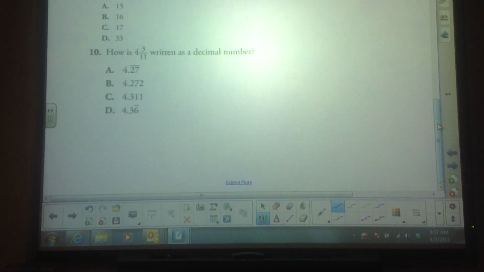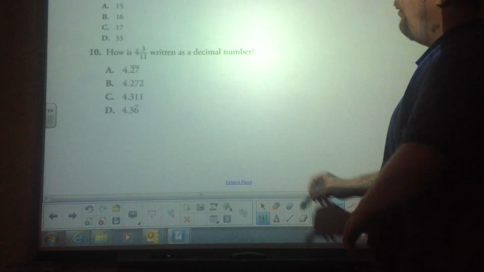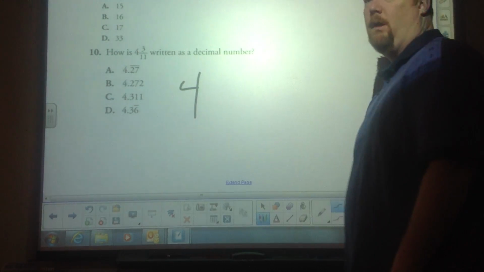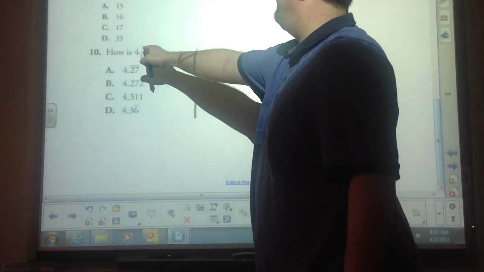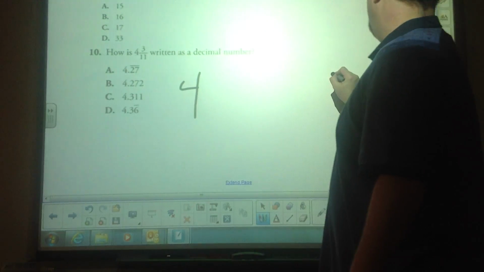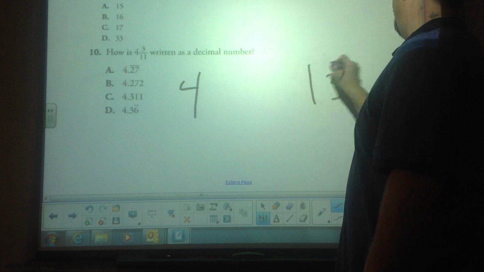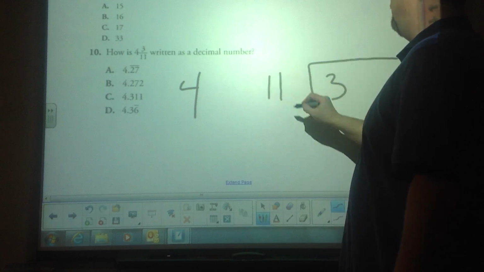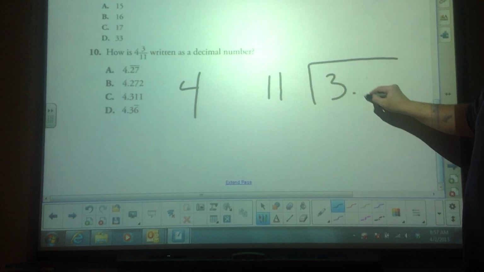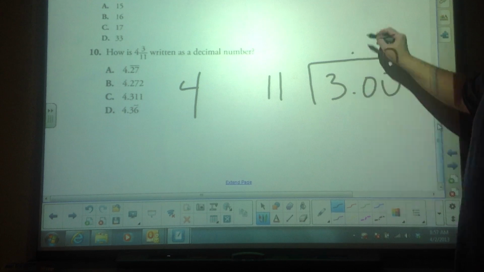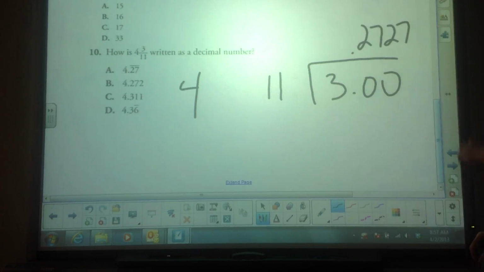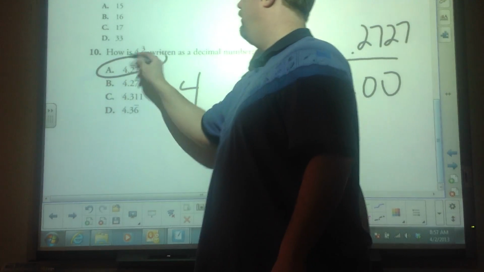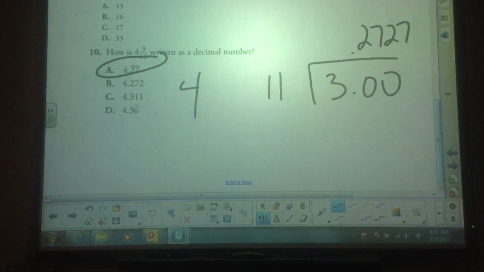Number 10, how is 4 and 3/11ths written as a decimal number? The 4, we leave that alone. Okay? We don't have to mess with that at all. All we do, the top dog is going to go in the house for the decimal equivalent. We're going to say 3 divided by 11. And I'm going to let you deal with the math on this, but it comes out to 272727. Our answer is A, because our 27 begins to repeat.